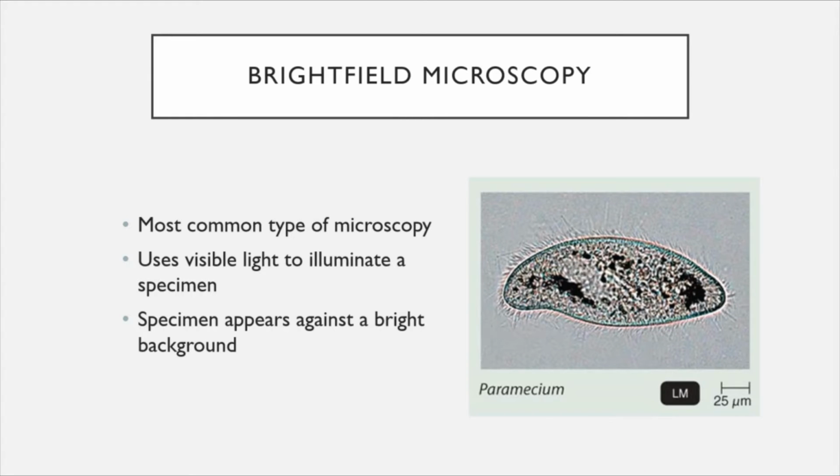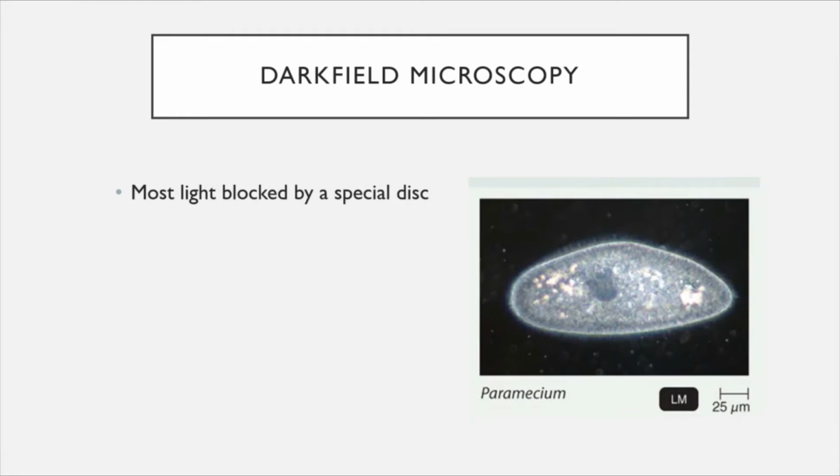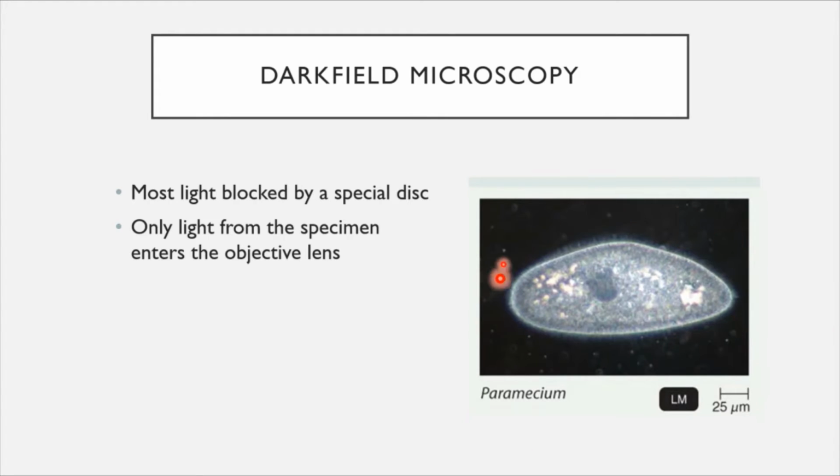Bright field microscopy can be contrasted to its counterpart, which is dark field microscopy. In dark field microscopy, there is an additional component to the microscope, a special disc that sits above the light source between the slide and the condenser. This special disc prevents a large majority of the light from entering the objective lens. Only light from the specimen itself and not light from the surrounding slide will enter the objective lens. The result is that the specimen appears against a dark background instead of a light background.